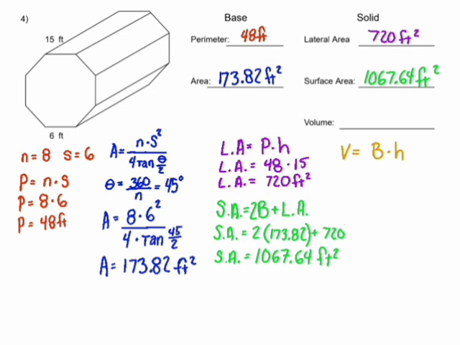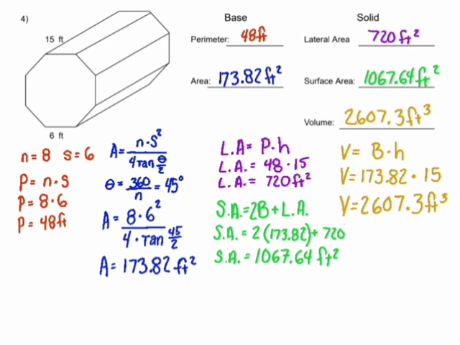Now we need to find the volume. The volume is the area of the base times the height. And we know the area of the base, it's 173.82, and we know the height, 15. Plug it into the handy dandy calculator, we get 2,607.3 feet cubed.